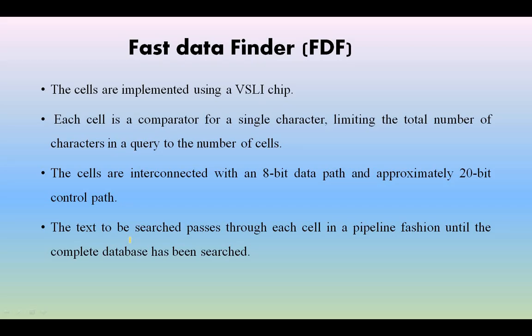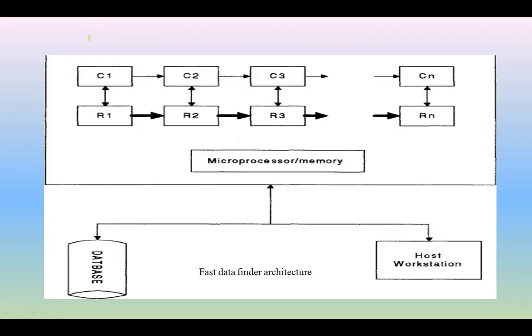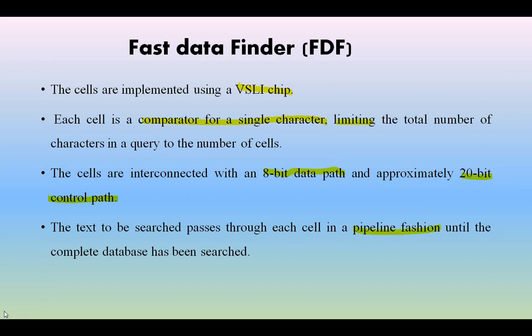So the interconnected cells use an 8-bit data path as well as a 20-bit control path. We have to remember that the data paths chosen for the cells are the 8-bit data path and the 20-bit control path. The cells are made on the VLSI chip, and each cell is a comparator for a single character, which also limits the total number of characters. Each text is passed in pipeline fashion until the complete database has been searched. In this diagram we see the cell comparators. How these cells are arranged, we are going to see here.